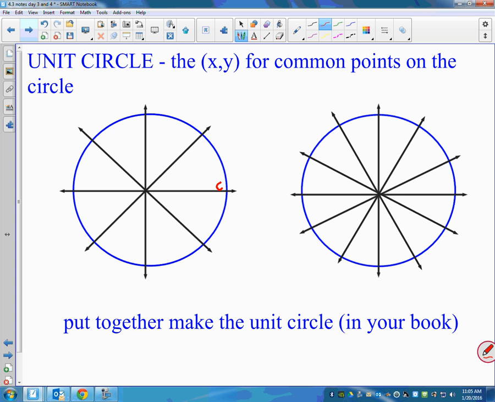So this is my 0. I'm going to go by radius. So I'm going to say pi fourths, pi halves, 3 pi fourths, pi. If you want to put your degrees next to it, you could. Halfway between pi and 3 pi halves.